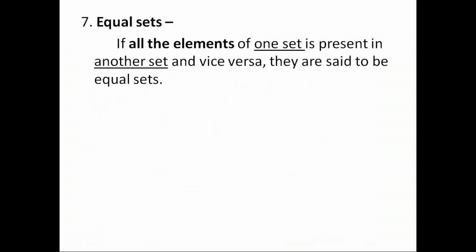Equal sets. If all the elements of one set are present in another set and vice versa, they are said to be equal sets. Let's take an example. A includes the elements a, b and c, and B includes the elements c, a and b. Now if you carefully observe, the elements of set A are a, b, and c, and the elements of set B are also a, b and c.